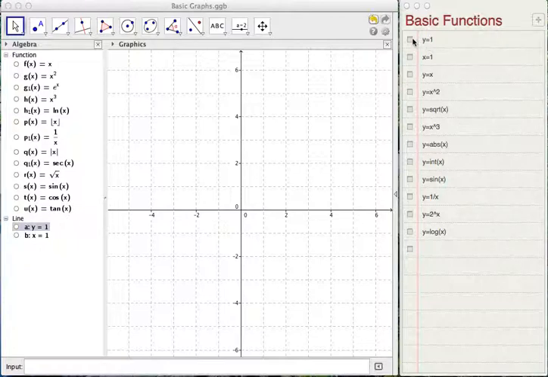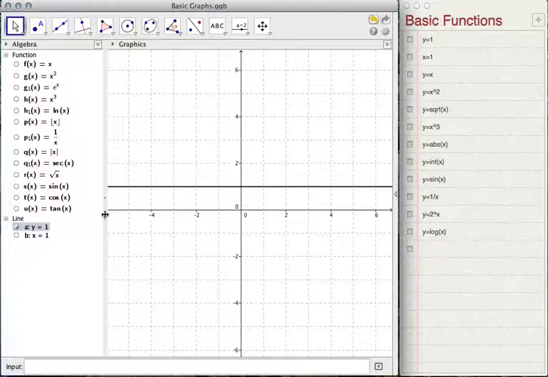So the first function that you definitely need to know is y equals 1, and y equals any sort of number. It's just going to be a straight line, and the key points for this are all of these particular points: (0, 1), (1, 1), (2, 1), (3, 1), and so forth. That's the line y equals 1, a horizontal line.